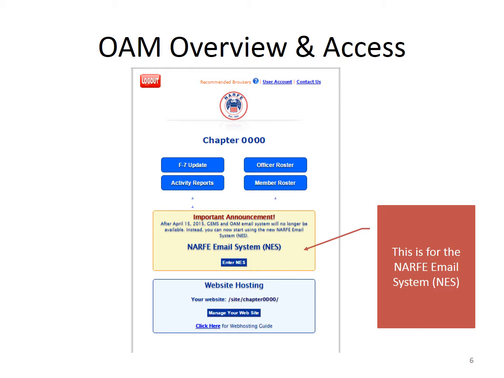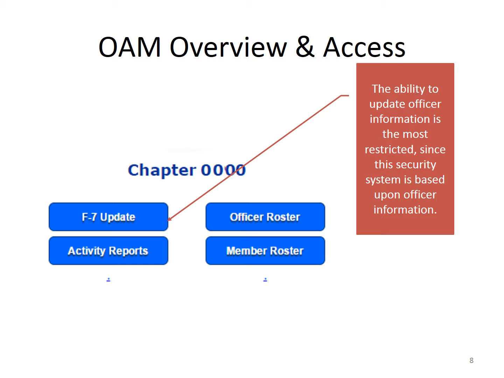The NARFE email system, or NES, is currently available to key officers and legislative officers only. The ability to maintain a website is available to key officers and the network coordinator. Again, if you see the F7 update button, then you probably have access.